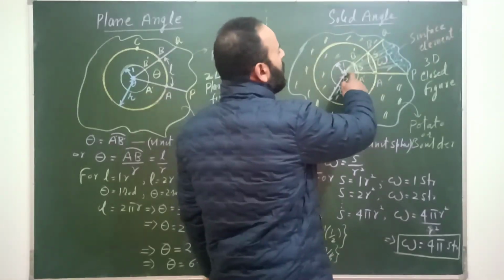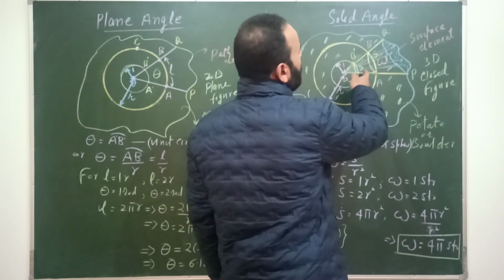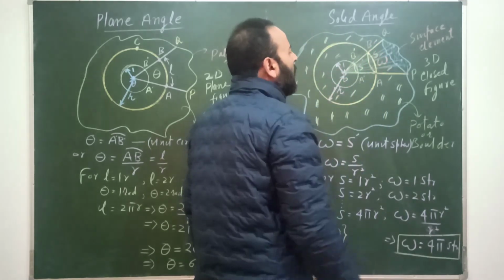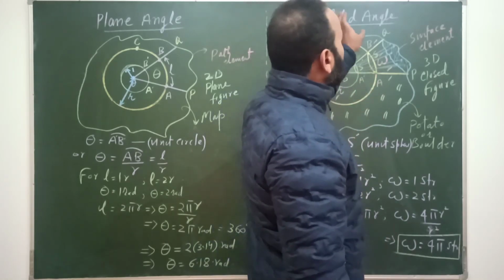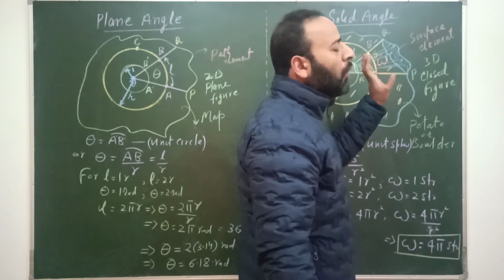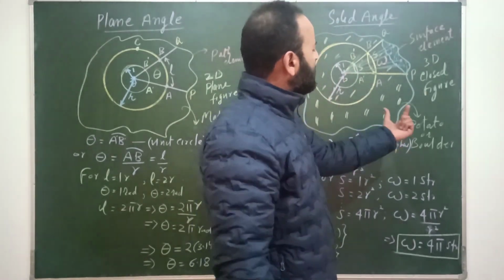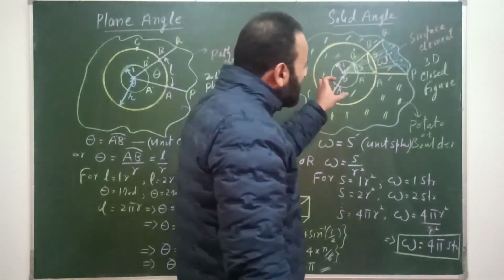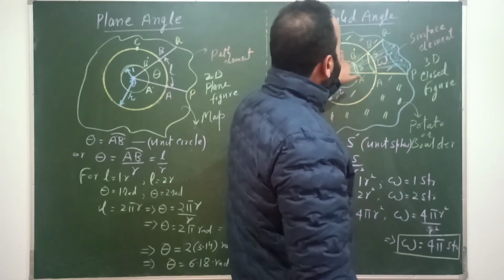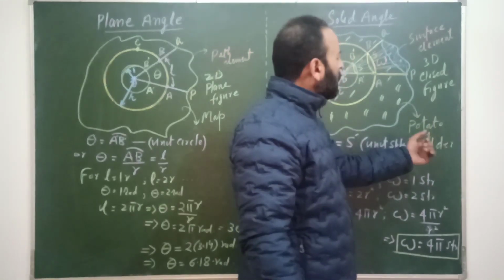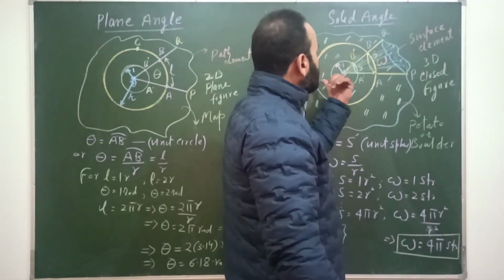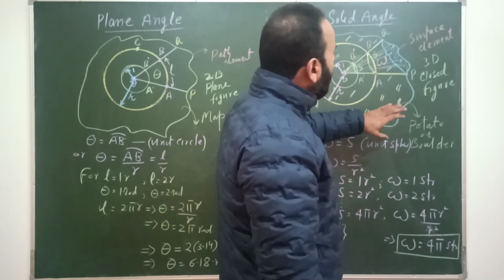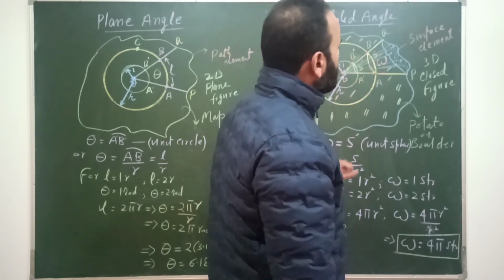One is a sphere of radius 1, that is a unit sphere, and the second is a sphere of radius r. Both these spheres are enclosed in a three-dimensional closed figure of any shape, just like a potato or a boulder or any rock. So if we go inside the rock and imagine two concentric spheres, one of radius 1 and second of radius r, we can explain with this what is a solid angle.